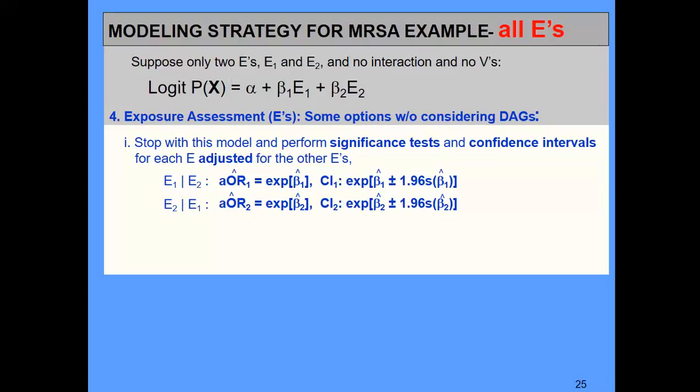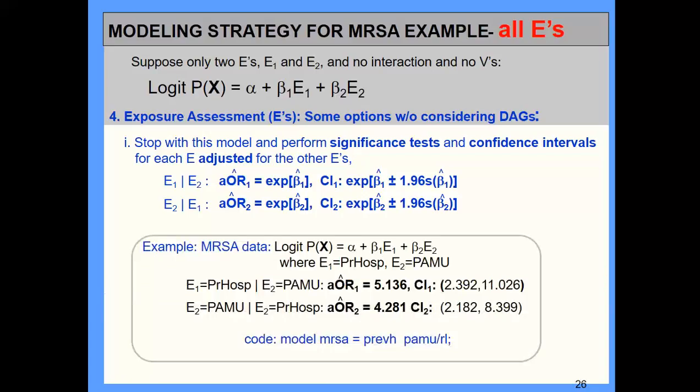So this is one approach. It's not the only approach. And this is where I added a slide. Now, it turns out in the MRSA data set, if you actually do this, and these are the only 2 variables in the model, what you're going to get is the odds ratio for the effect of previous hospitalization, given that PAMU is in the model, is 5. Pretty high. And the confidence interval is pretty wide, but it doesn't include the null value. So it's significant, right? And the odds ratio for PAMU, given previous hospitalization in the model, is also pretty high.